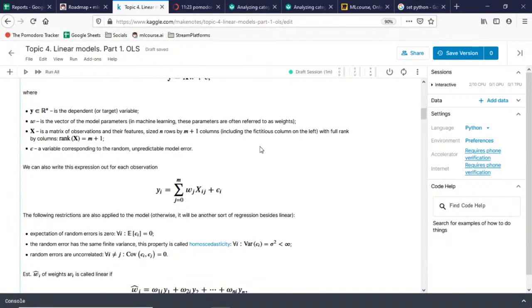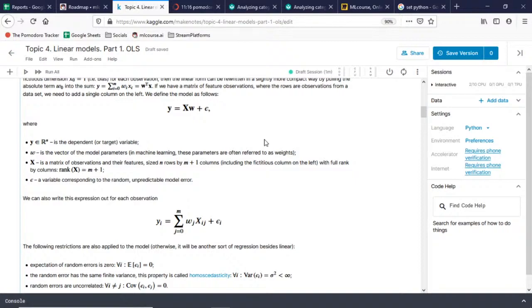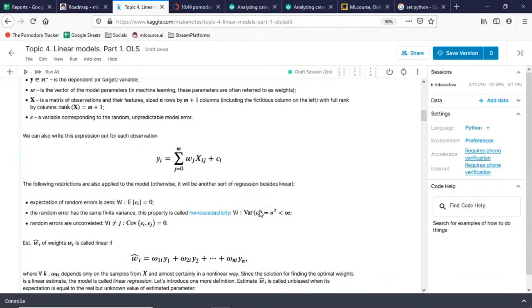All these restrictions also apply to the model, otherwise it will be another sort of regression besides linear. The expectation of random errors is 0. The random errors have the same finite variance. This property is called homoscedasticity. Random errors are uncorrelated.